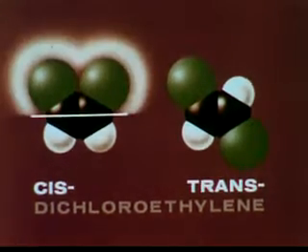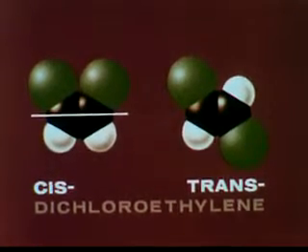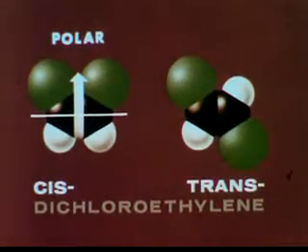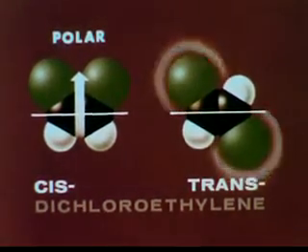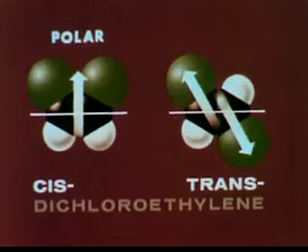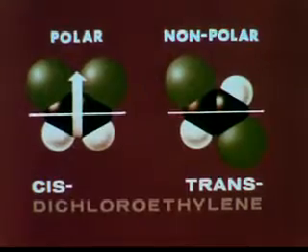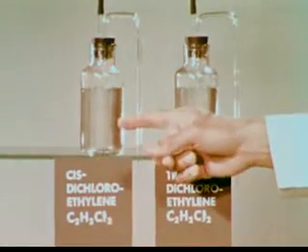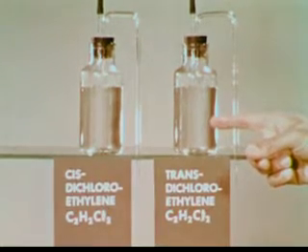In the cis, the two chlorine atoms are on the same side of the bond joining the carbon atoms. Chlorine atoms attract electrons more readily than do hydrogen atoms. Therefore, the cis molecule should be polar. In the trans-dichloroethylene, the chlorine atoms are on opposite sides of the bond, so the positions of the chlorine atoms create opposing dipoles which cancel one another. Therefore, the trans molecule should be nonpolar. The polar cis molecule should be deflected by a charged rod, while the nonpolar trans should not be deflected.